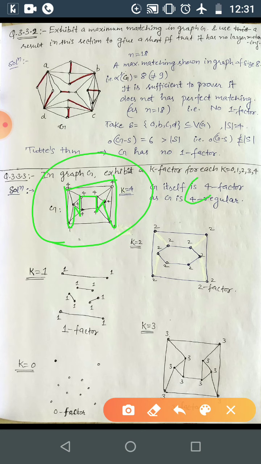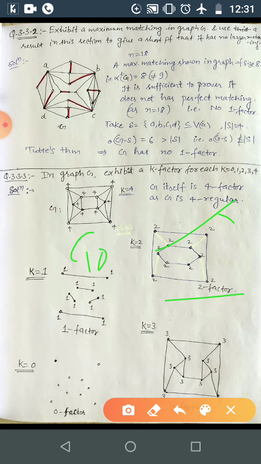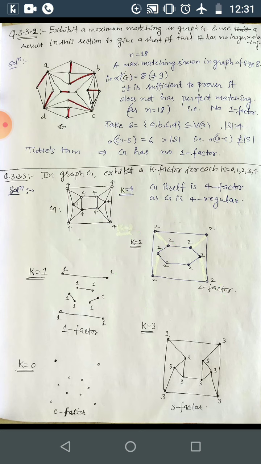So C10 exists as a 2-factor of this graph, a 2-regular spanning subgraph. Also, if you want a disconnected one, you can take the inside C6 part and the outside C4 part. So this is another 2-factor. Obviously there are many 2-factors. Out of those, one is C10 and another is C4 union C6. So that is the 2-regular spanning subgraph, the 2-factor.